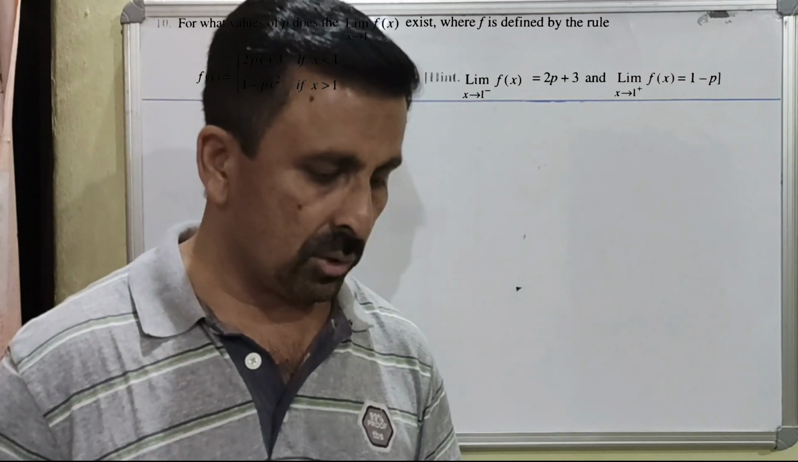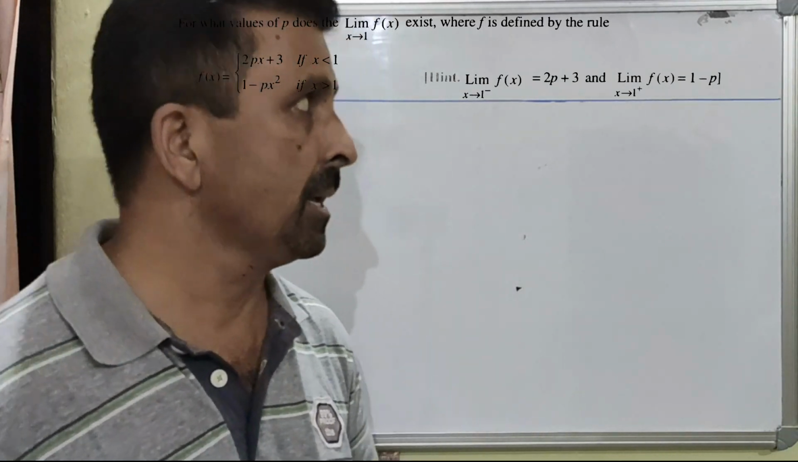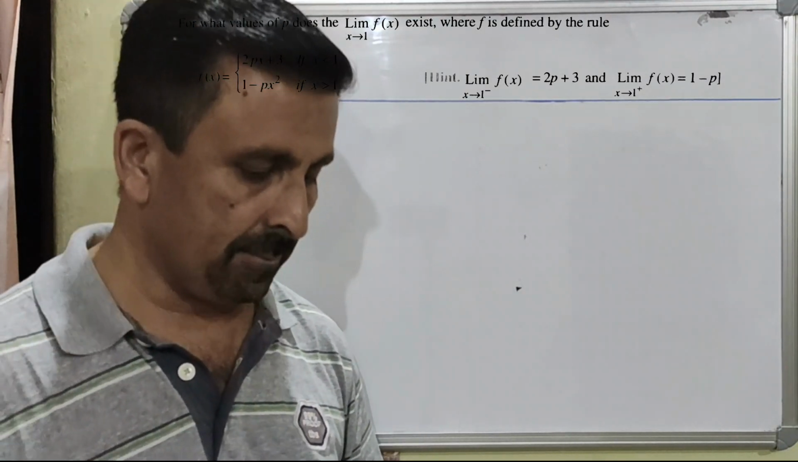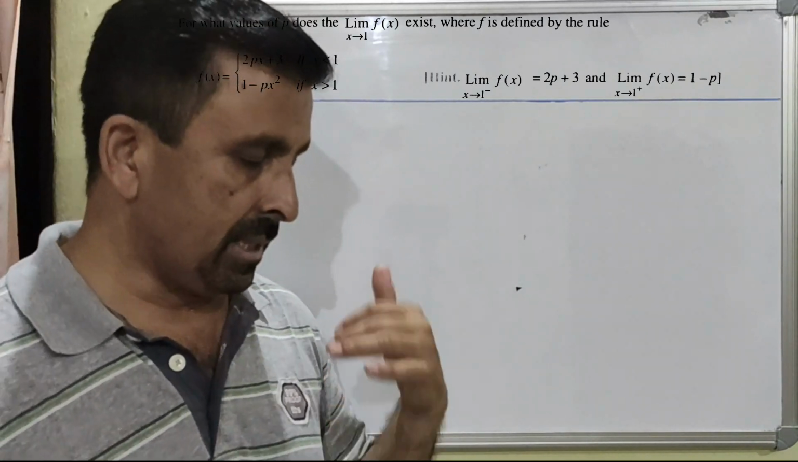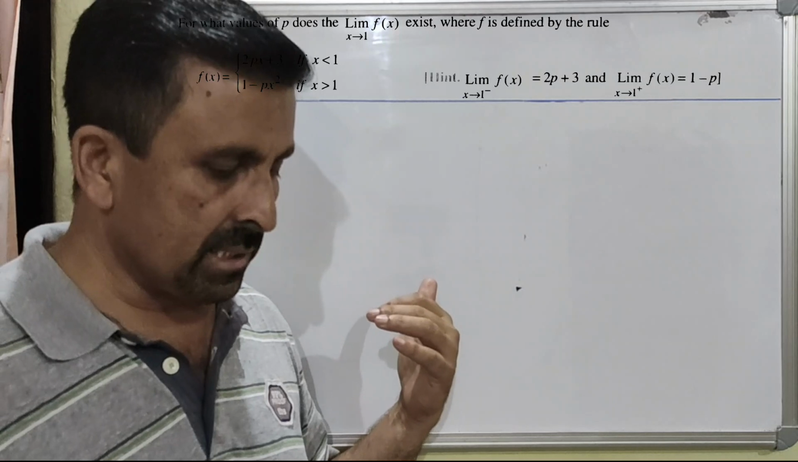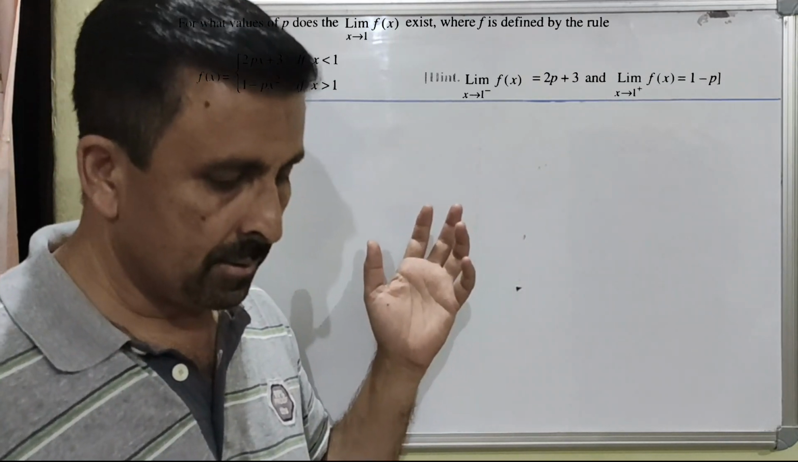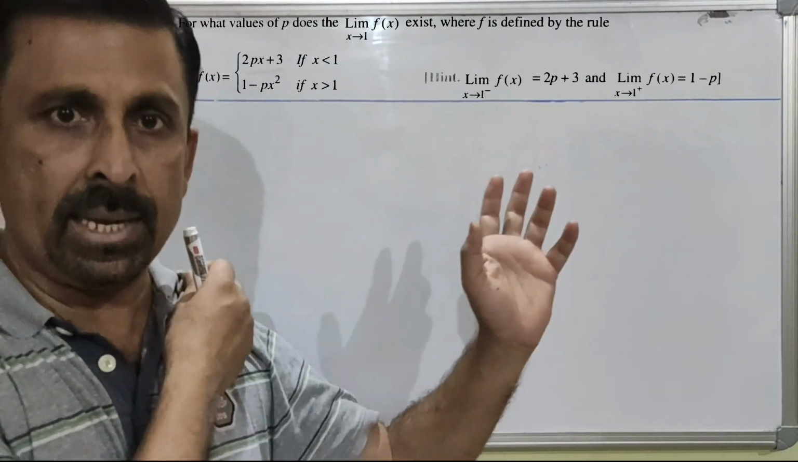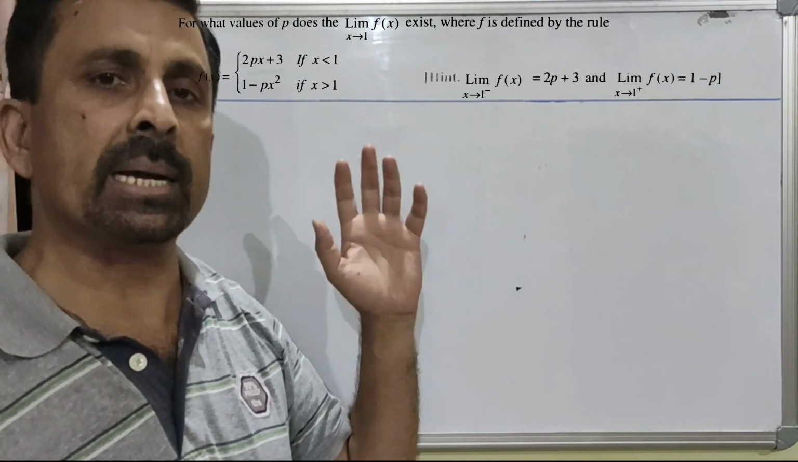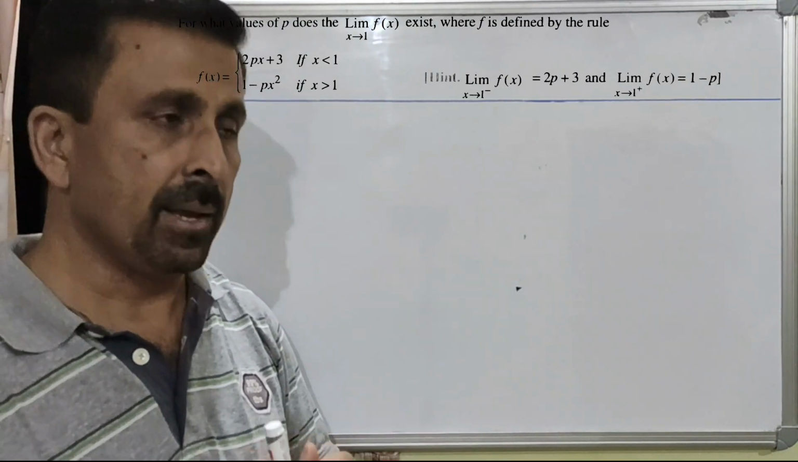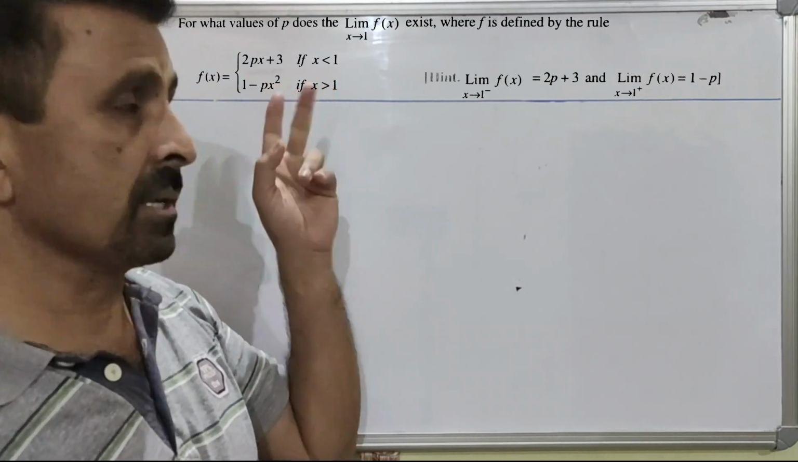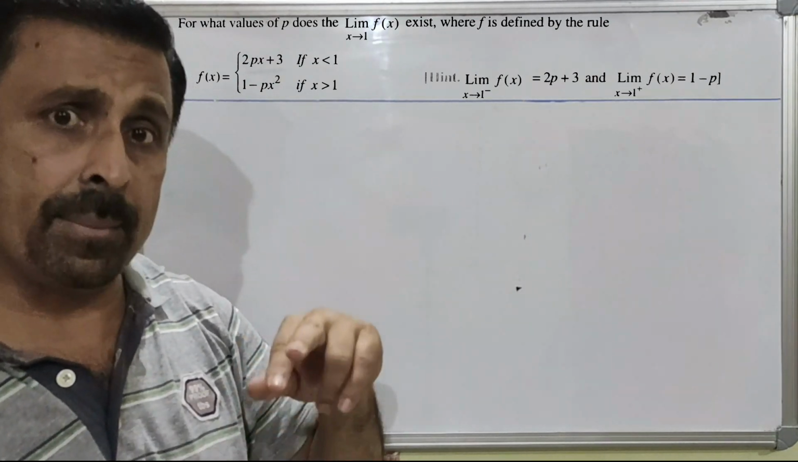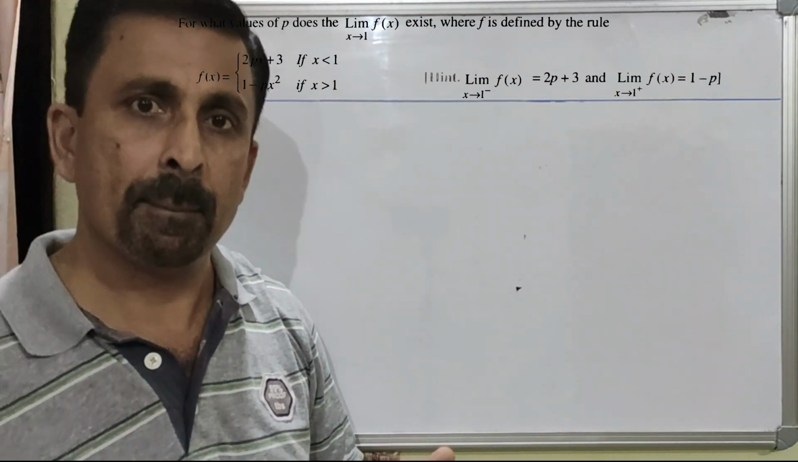Another function is f(x) equal to 1 minus px square, where x is greater than 1. So the question says, for what value of p does the limit exist? Is this very clear? So here the question says, for these two functions the limit exists, right? And if the limit exists, then what is the value of p?